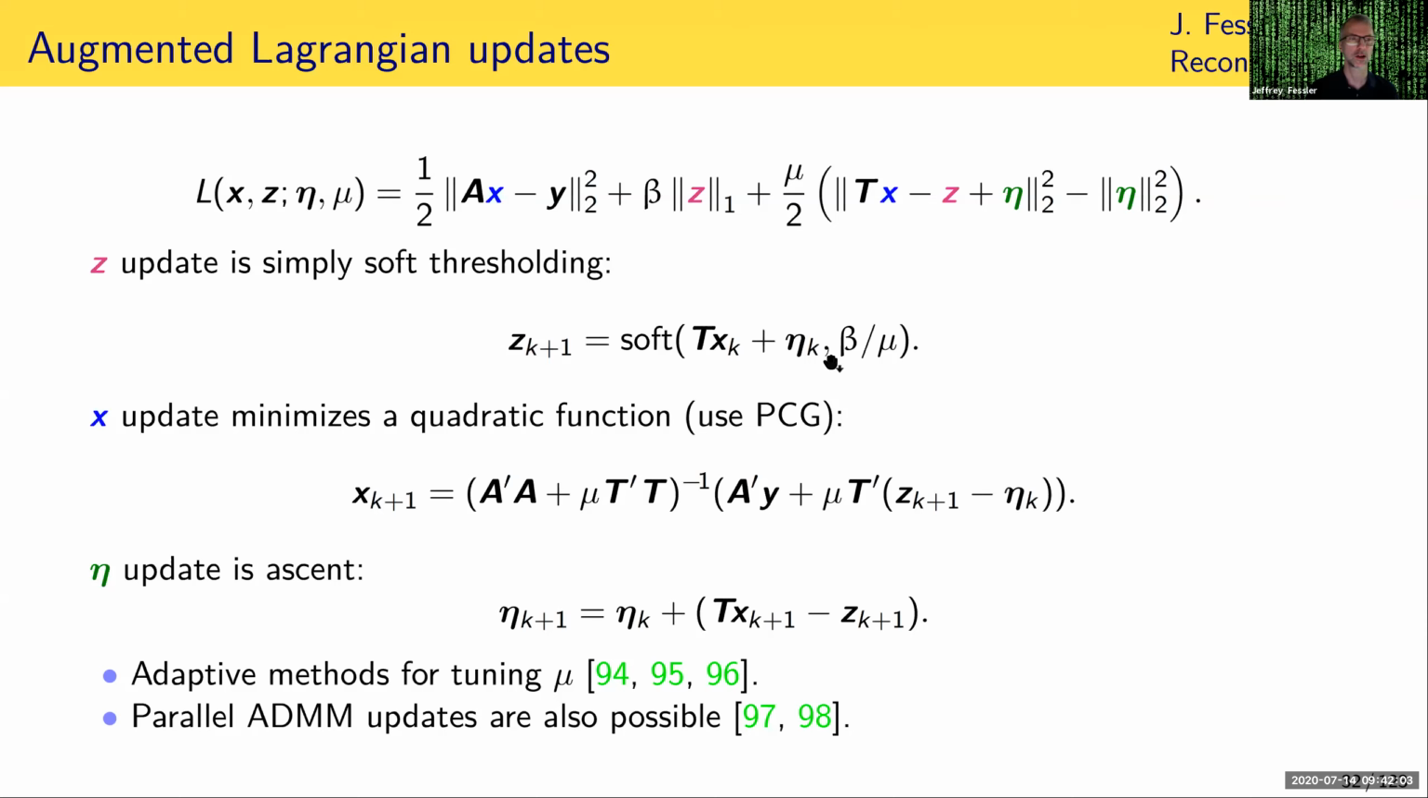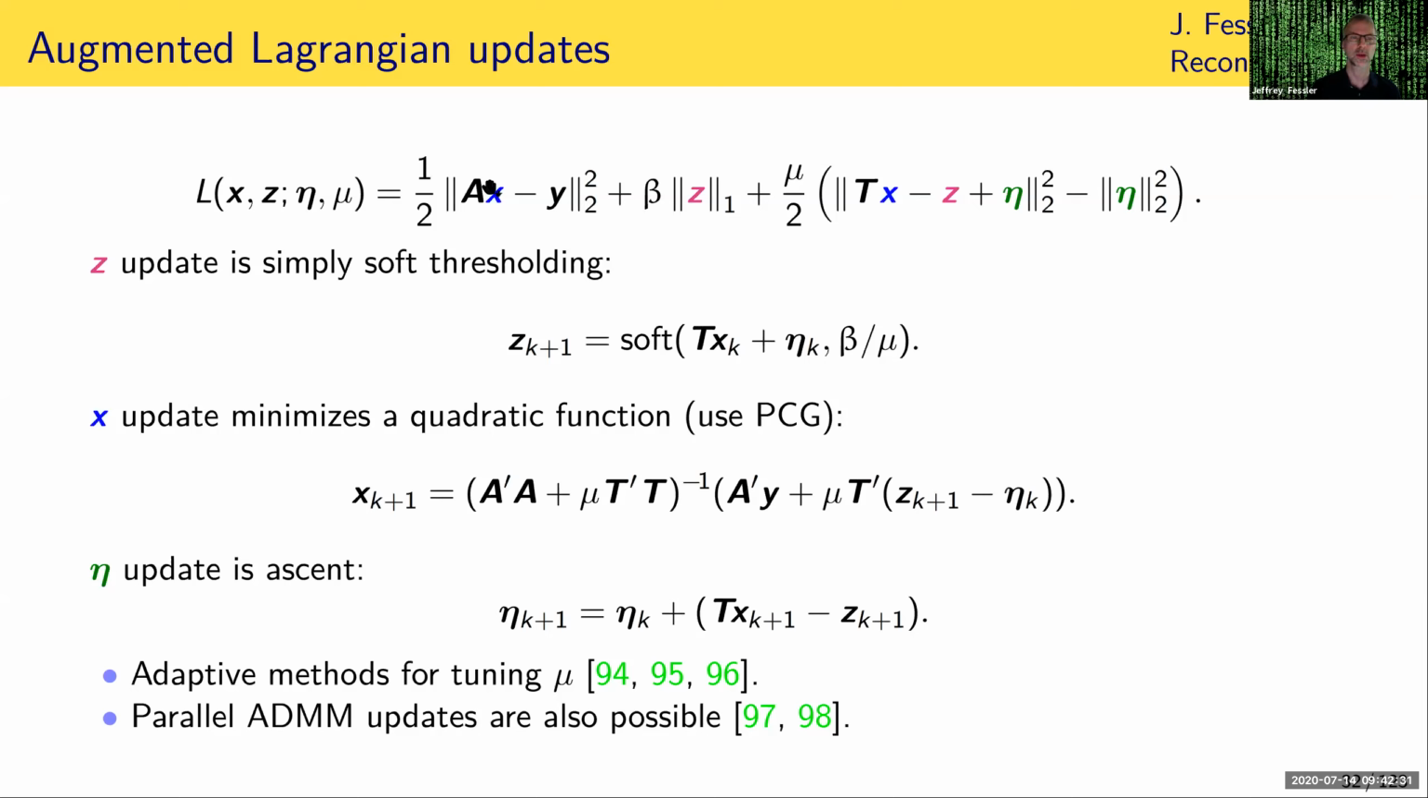So I've color-coded the variables here. We have the augmented Lagrangian here. There's no closed form solution to this, so we need to apply iterative methods, and we're going to alternate between these different variables. When we update z, you notice z just appears in these 2 terms here, and this is simply the proximal operator of the one norm applied to the quantity Tx plus eta, so we apply soft thresholding. Simple update for z.